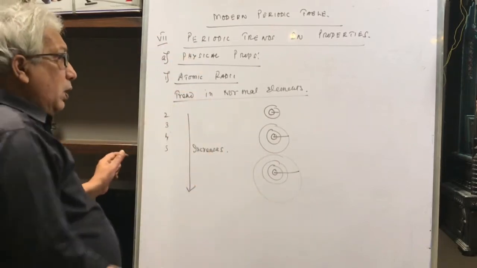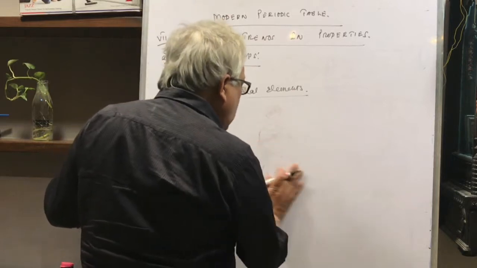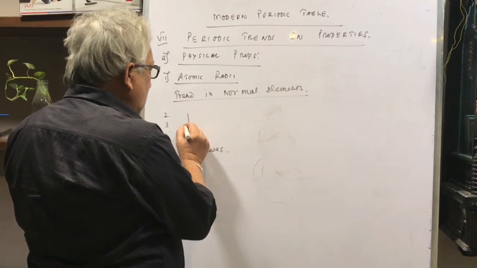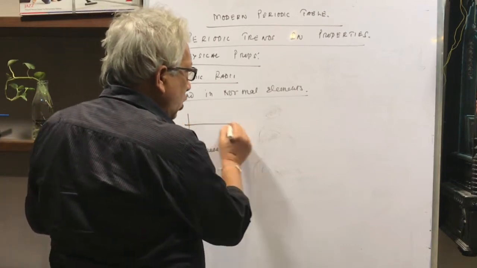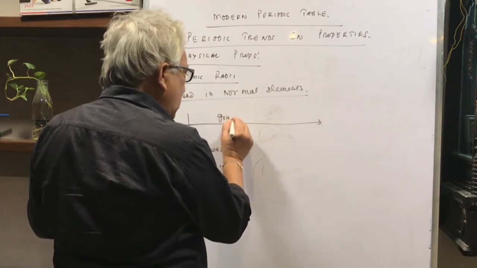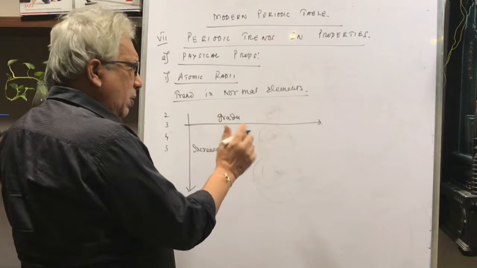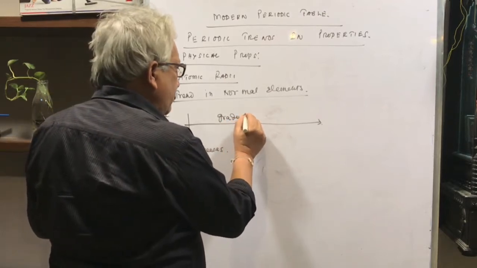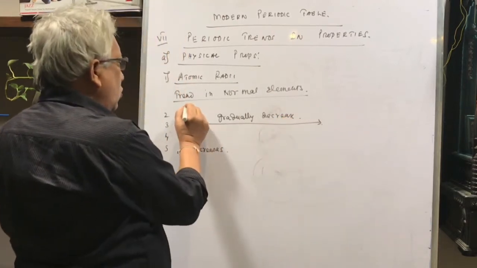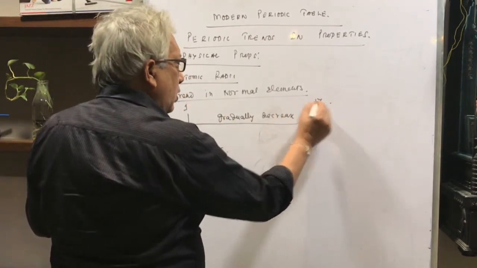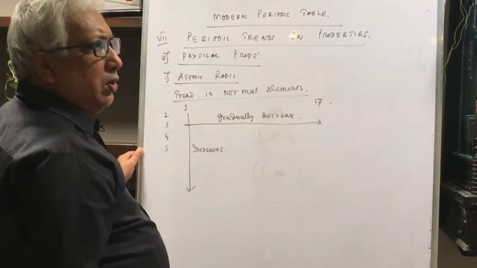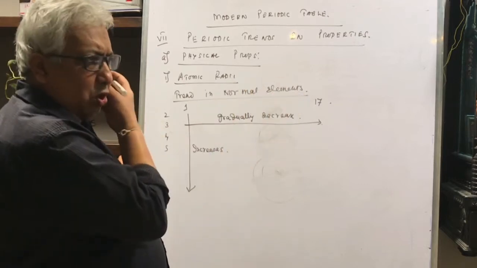All right. Now what happens across the period? Across the period, the atomic radius in the normal elements decreases from group 1 to group 17. It doesn't decrease sharply, but gradually. It decreases from group 1 to group 17. Now what is the reason? For that, let us think of the third period or third series.